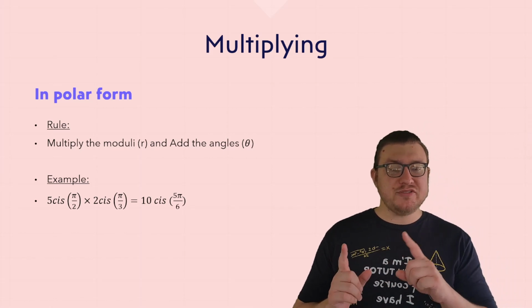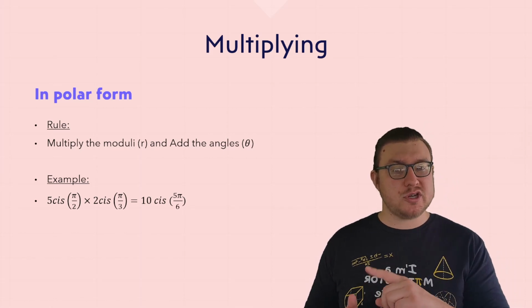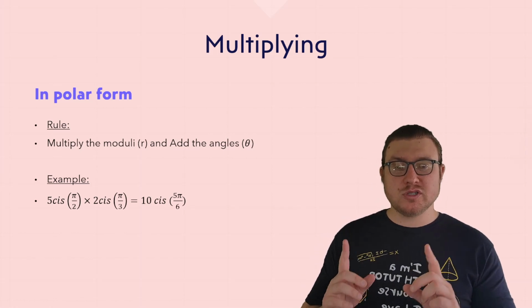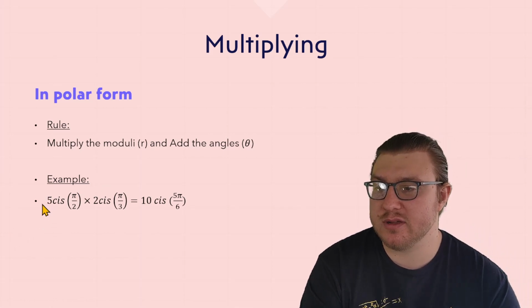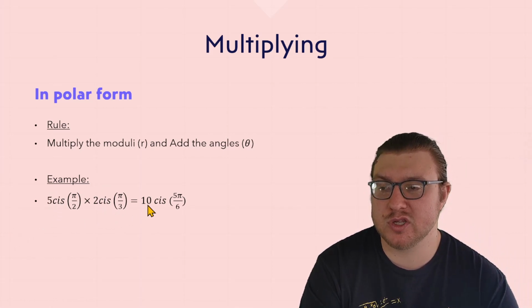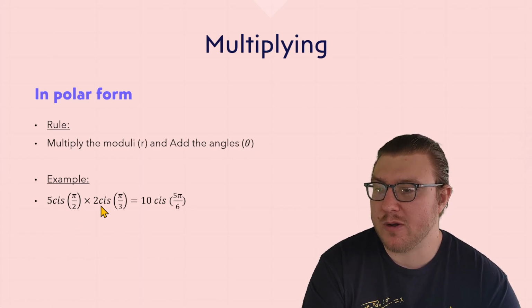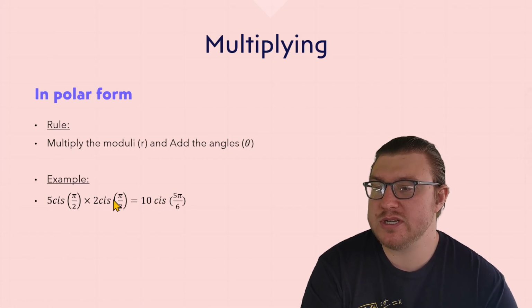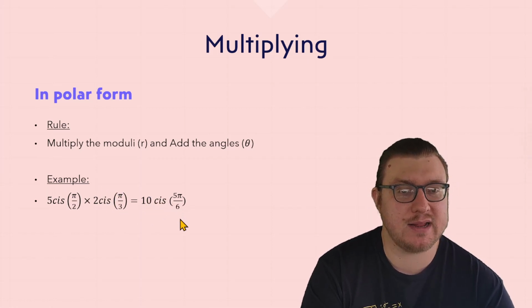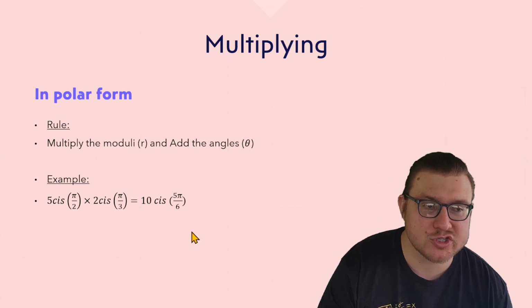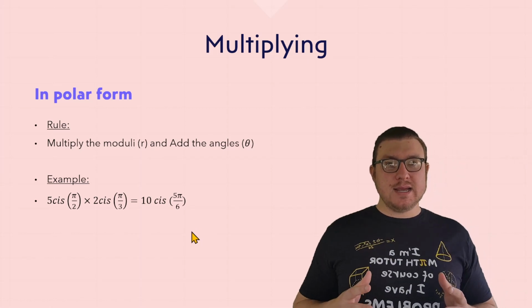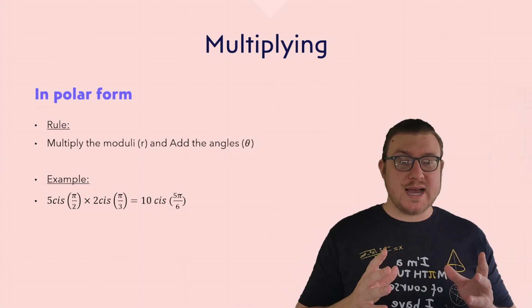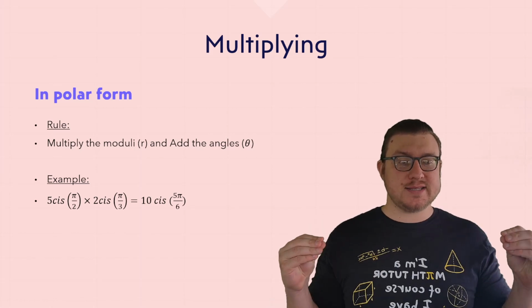If we have 5 cis pi over 2 times 2 cis pi over 3, then all we do is we multiply the modulus together, so that's 5 and 2 to become 10. We copy the cis because it's still a complex number in polar form, and what do we do with the angles? We add the angles together. So, in a sense, when we multiply complex numbers together, what it does, it makes the distance different.